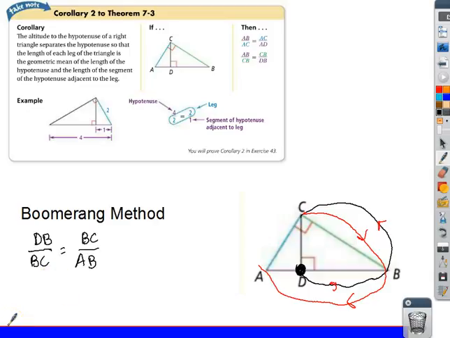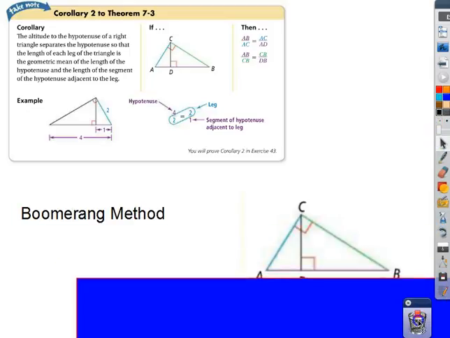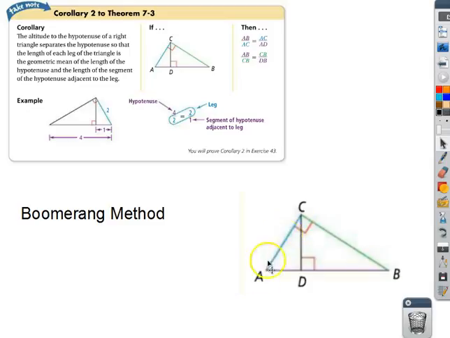Pretty neat, huh? I could also create the proportion that uses the geometric mean of AC. See if you can set it up by throwing the boomerang in the other direction and see if you can come out with the same proportion. All right, hopefully this is what you did.